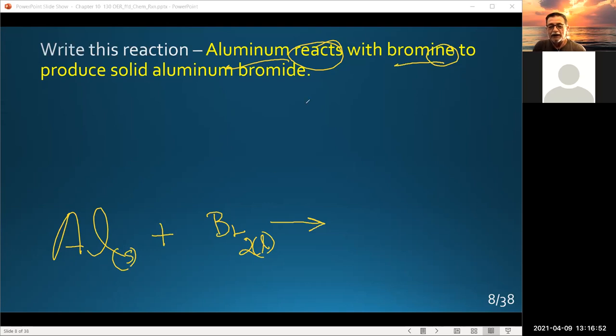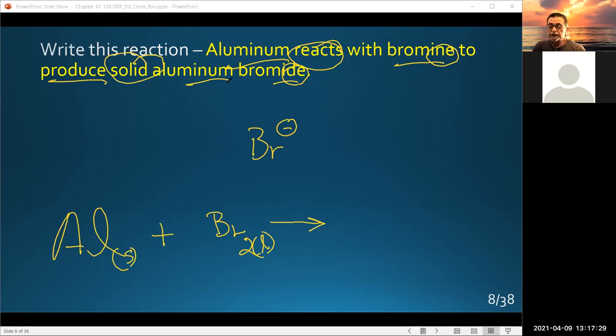Okay. All right. Then it produces is our arrow, telling us that's what we're going to make now. It's our arrow for the reaction. And then we have solid. Here's our physical state. Aluminum bromide. As we had the one example earlier, we are dealing with the ion of bromine, which is bromide. Again, like chlorine, it's in group 7, so bromide will be a -1 charge.